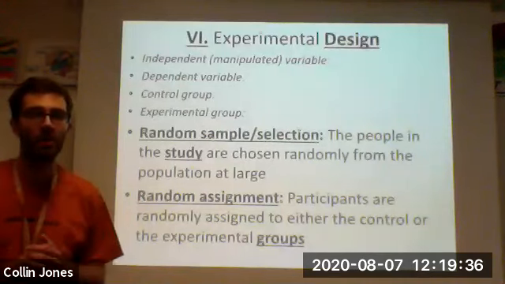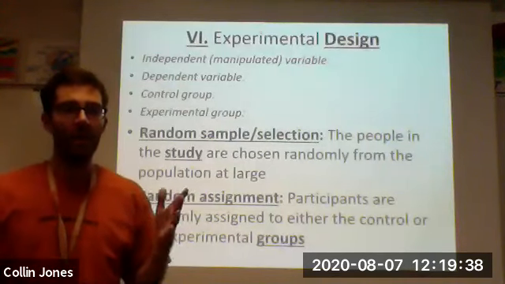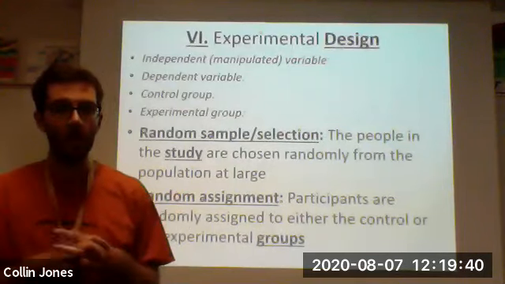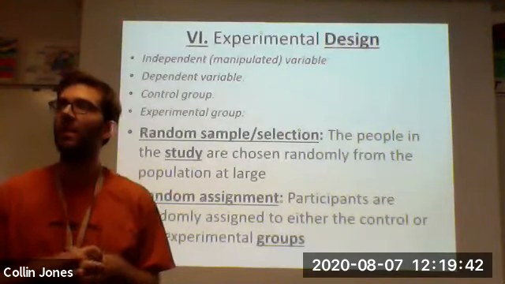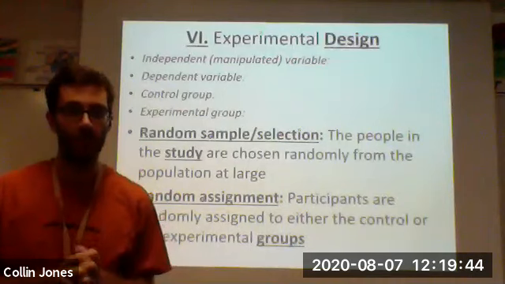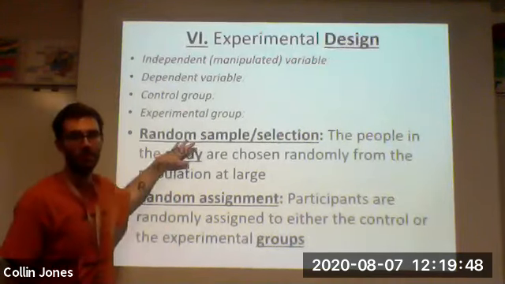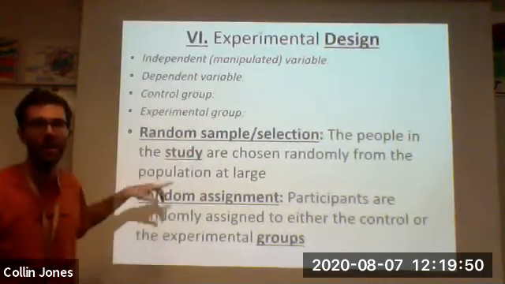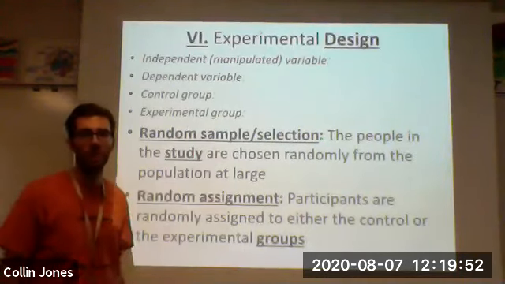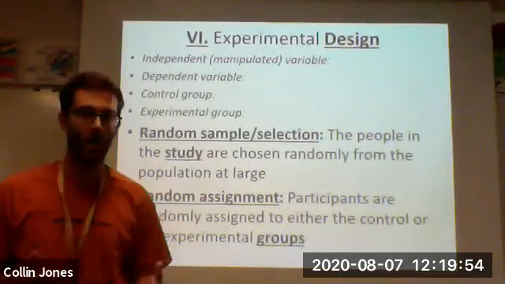Other things you need to have in a good experiment. You don't want to just have your best friend in the study, or you don't want to just have 16-year-old females in your study, right? You want to have a random sample. Okay, this is bolded, it's underlined, make sure you write this down. Put a star by these 2 terms, because folks get them confused and they're often on that AP exam.